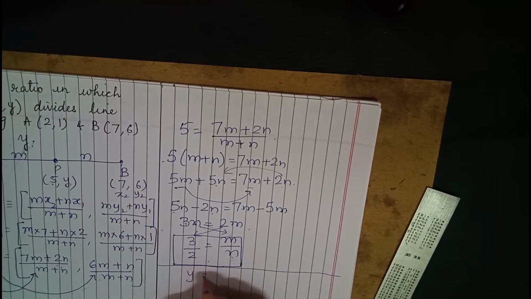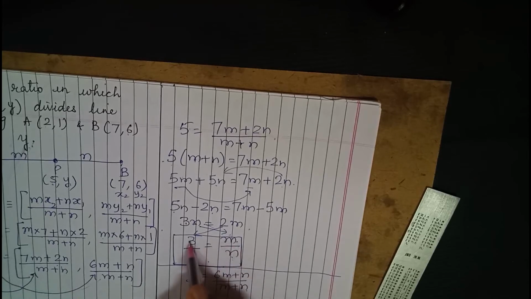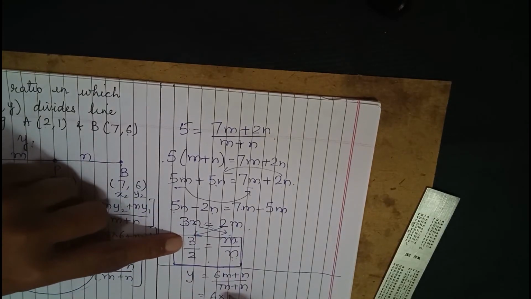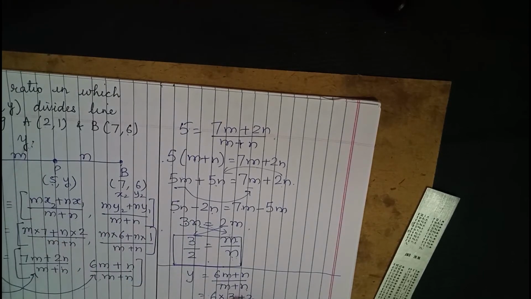Now y is equal to (6m plus n) upon m plus n. Now you know m value is 3, n value is 2. So we can substitute in this equation to get the value of y. So 6 into 3 plus 2. Why plus 2? Because n is 2, m is 3. So 6 3s are 18. 18 plus 2 is 20. 3 plus 2 is 5. So 20 divided by 5 is 4. So we got the value of y also as 4.